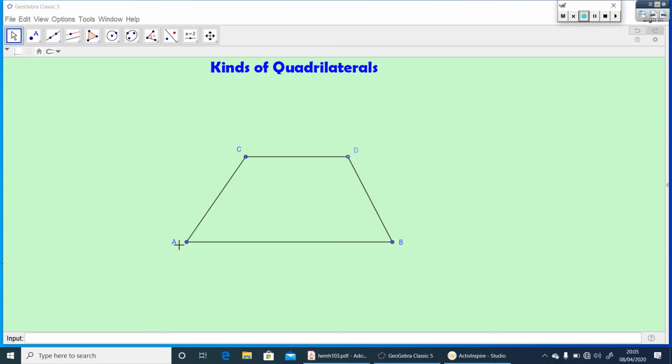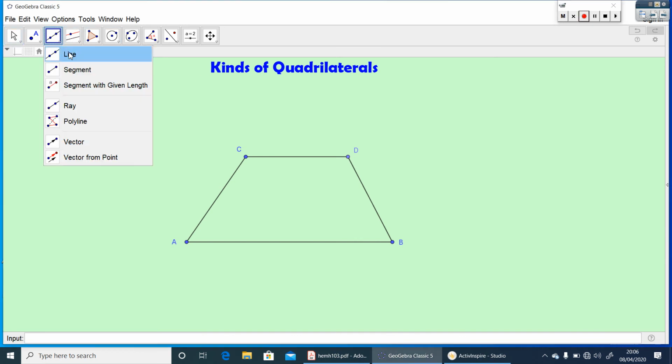Here ABDC is a quadrilateral. Here AB and CD we can call as a pair of opposite sides. Similarly, AC and BD are also another pair of opposite sides.